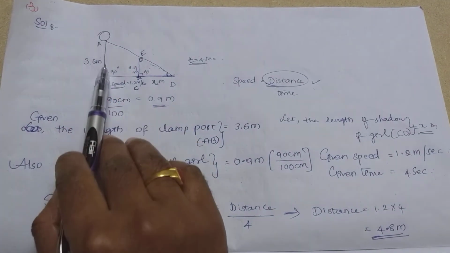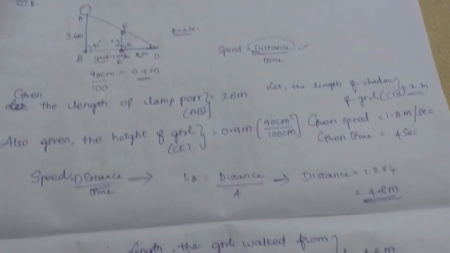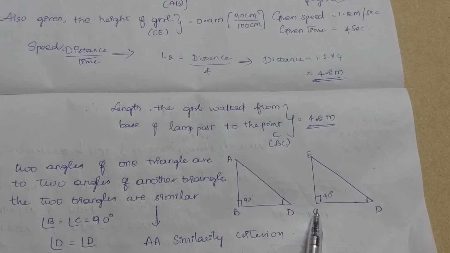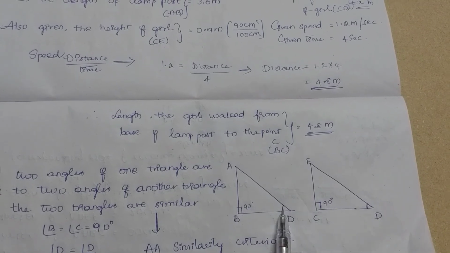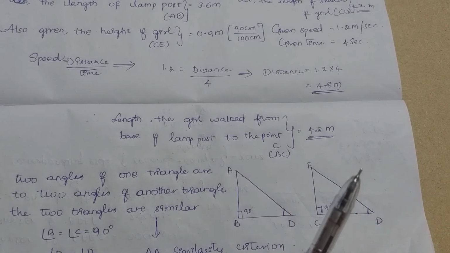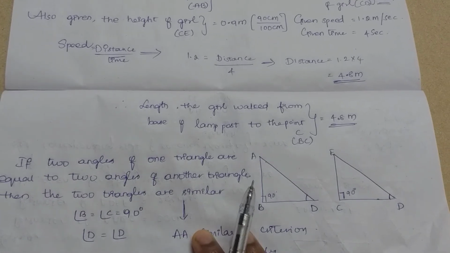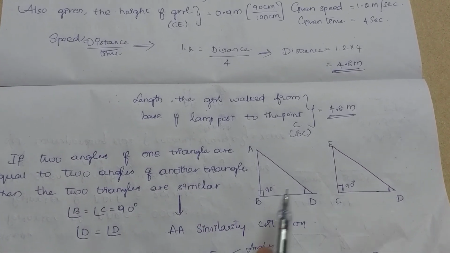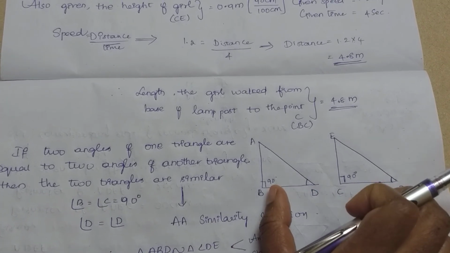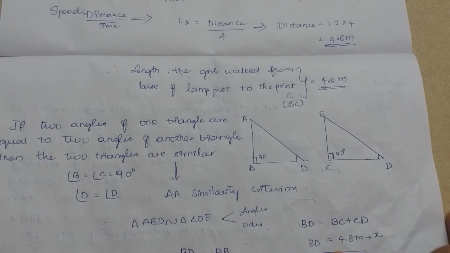When you see this diagram, there exist two triangles. One is triangle ABD and the other is triangle CDE. In these two triangles, at angle B and angle C, 90 degrees is formed, and angle D will be the same in both triangles, because the rays of the lamp post are parallel. So as per the AA similarity criterion, if two angles of one triangle are equal to two angles of another triangle, then the two triangles are similar. That is, triangle ABD is similar to triangle CDE.